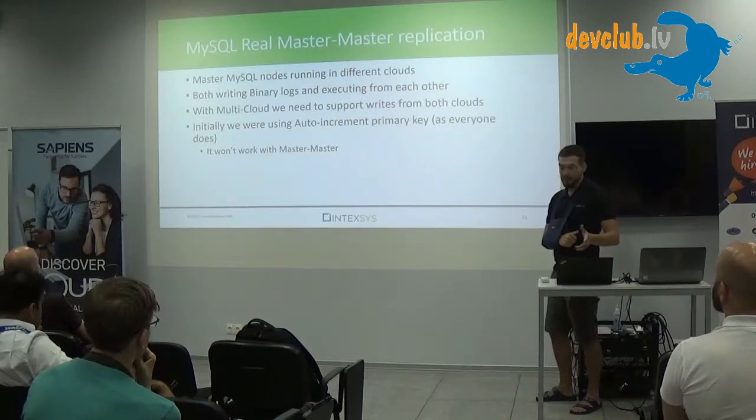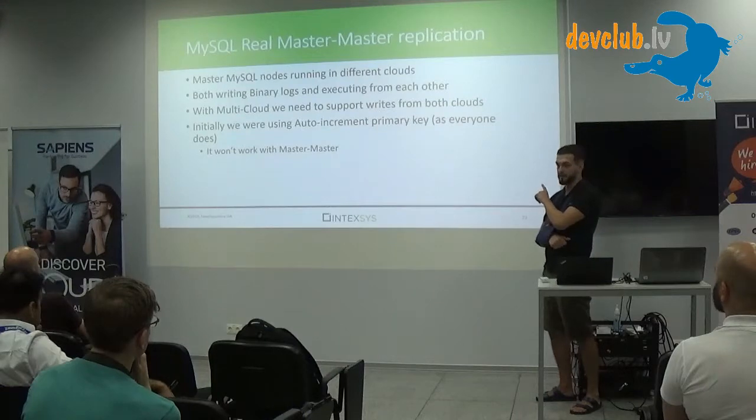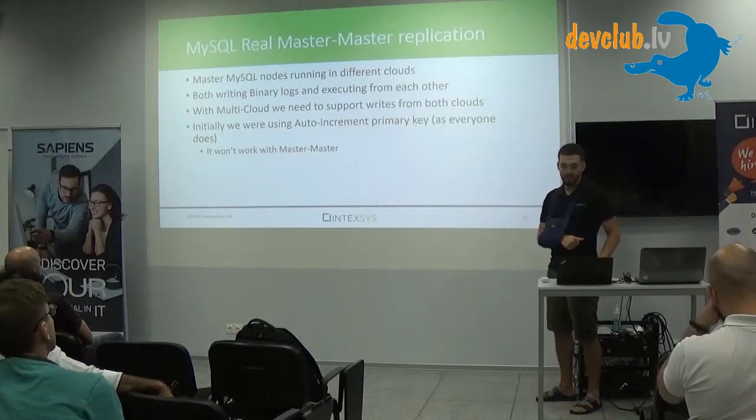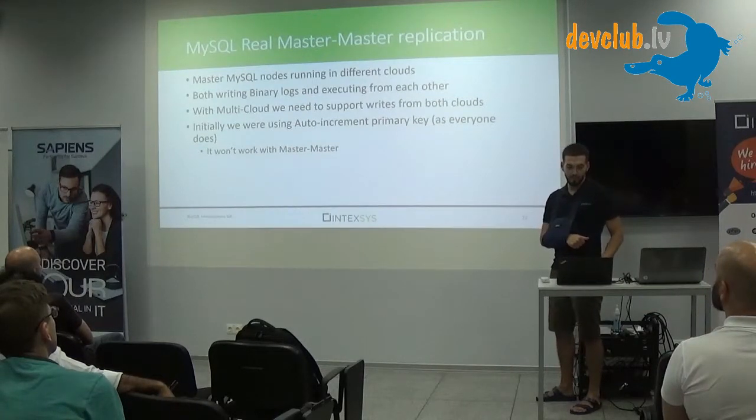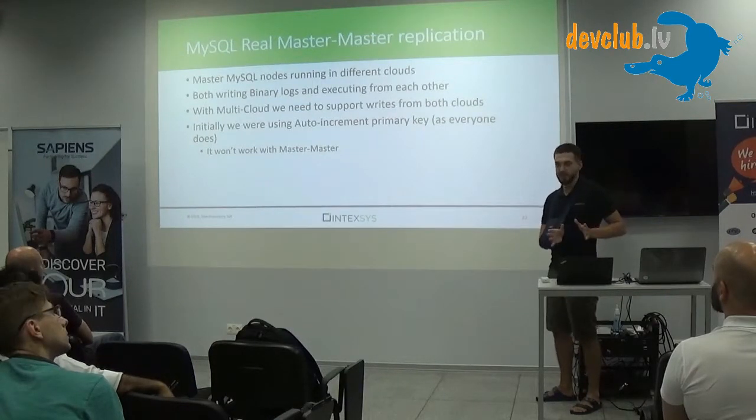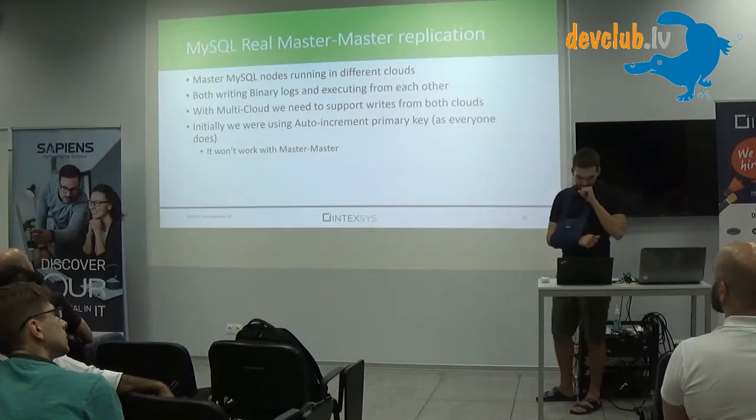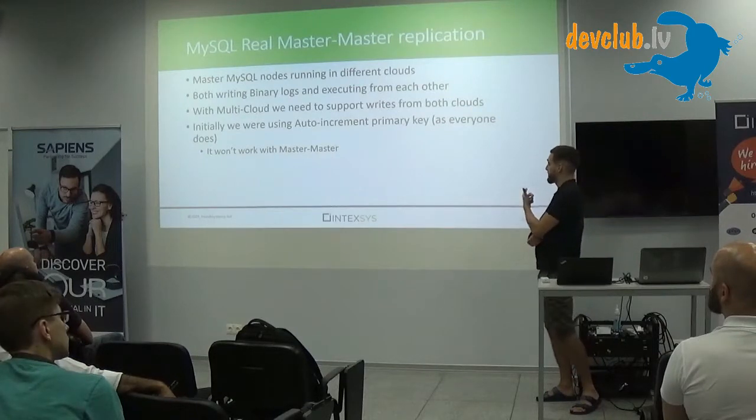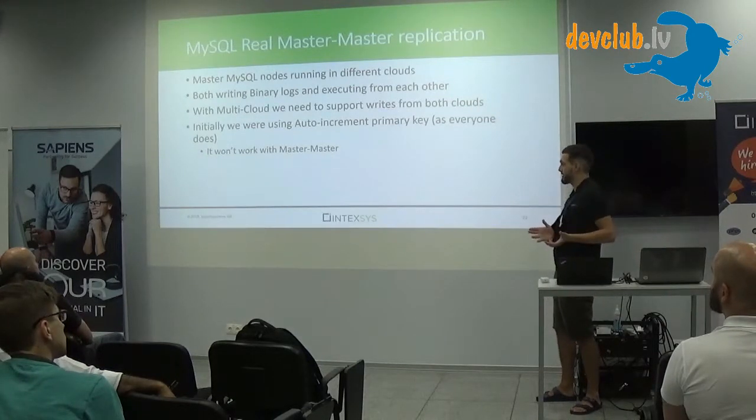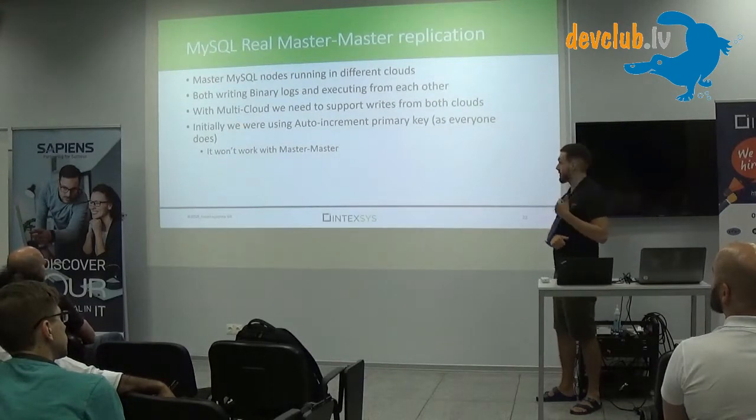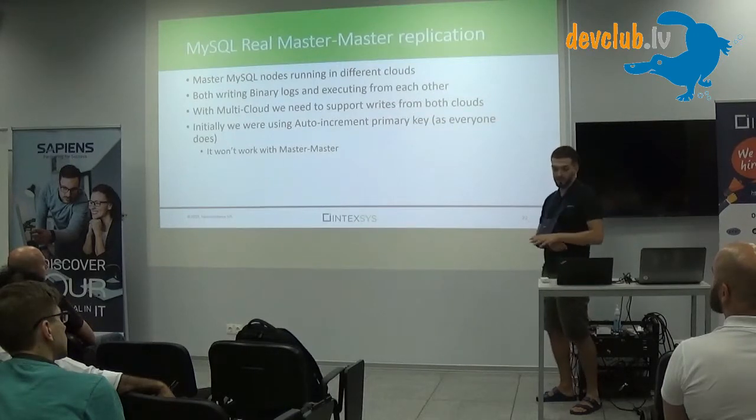If we are running multiple clouds, we have master-master replication. So both masters in different clouds are available for write. You need to make sure that if both clouds receive a request, they will handle it. Initially, our platform was using auto-increment for the primary key, which suits us when we are running in a single cloud or single data center, but when we're talking about master-master replication, that doesn't work.